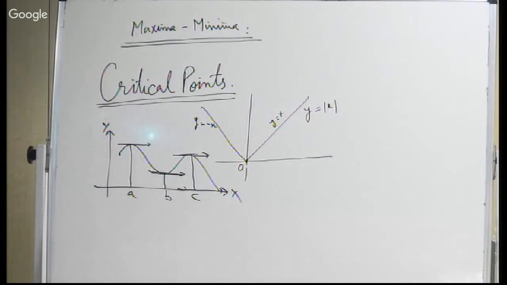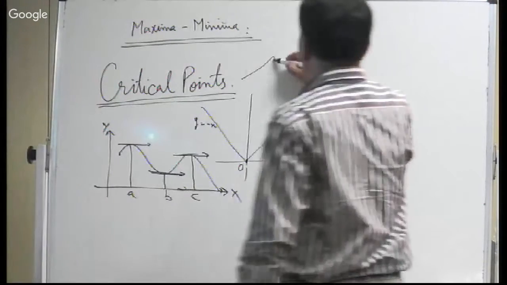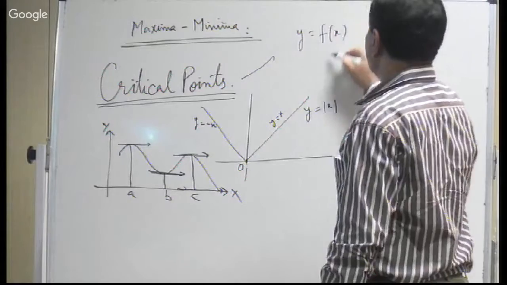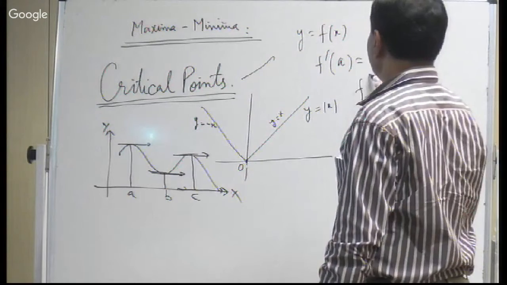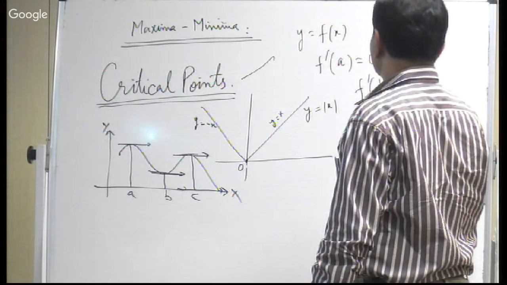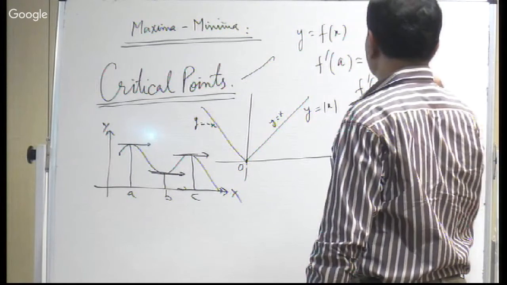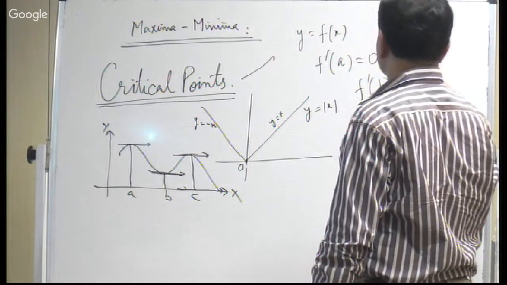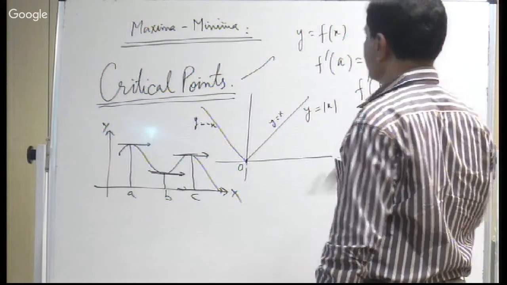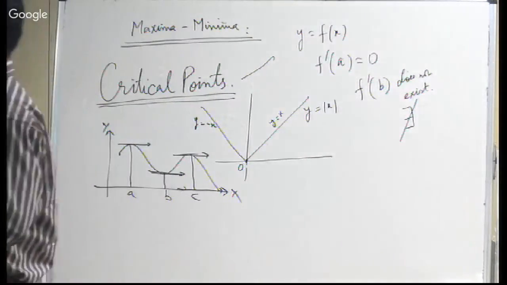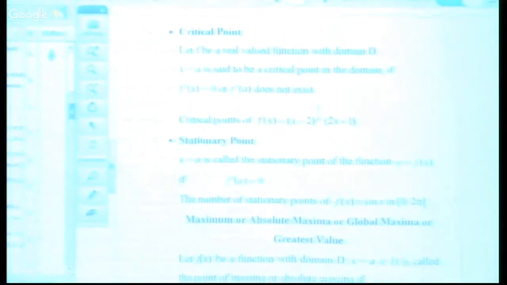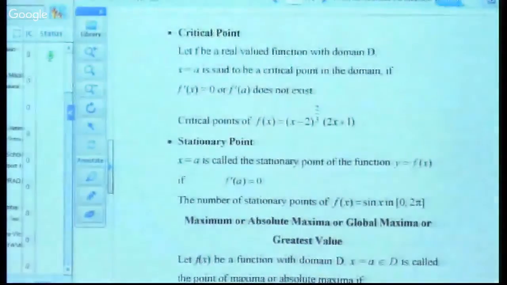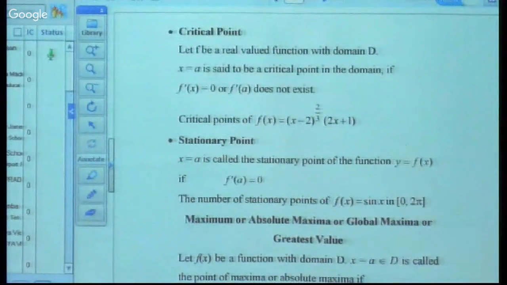Critical points are the points where, if you consider this function y equal to f(x), the derivative is 0 or the derivative does not exist. You can use this symbol or you just write does not exist. Right? So let f be a real valued function with domain D. x equal to a is said to be a critical point where f dash a is 0, where the derivative is 0, or f dash a does not exist. Now all of you just try and find out the critical points of this function.